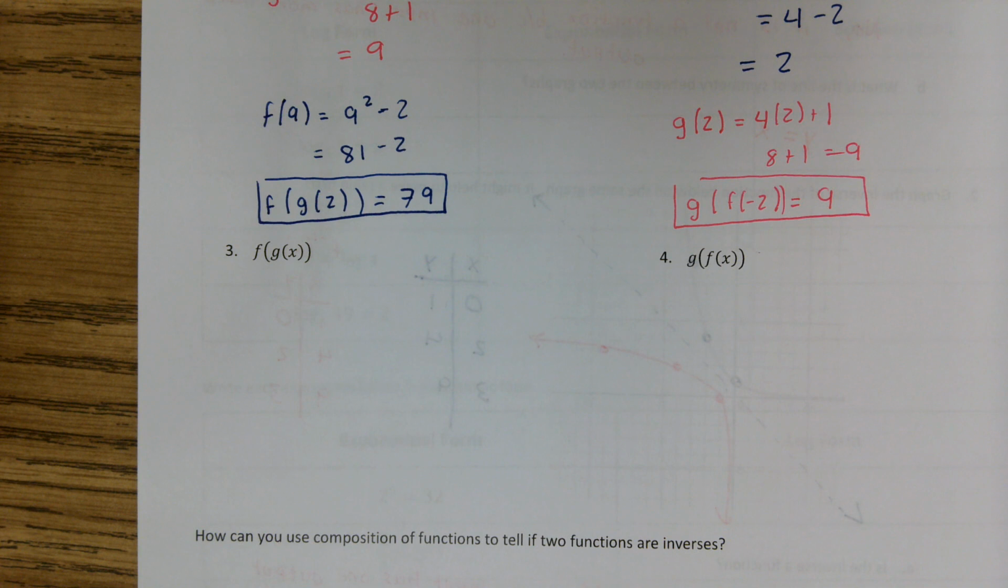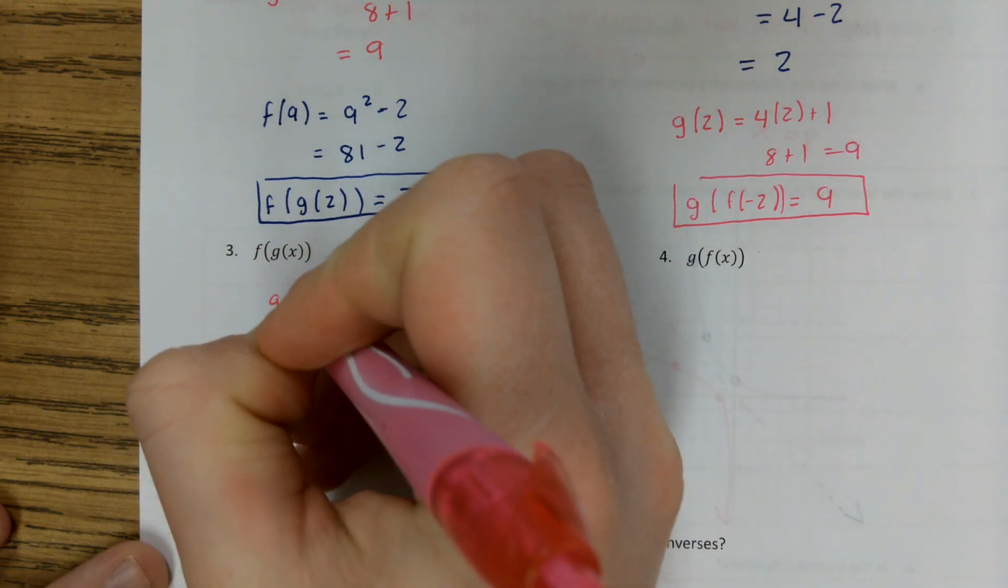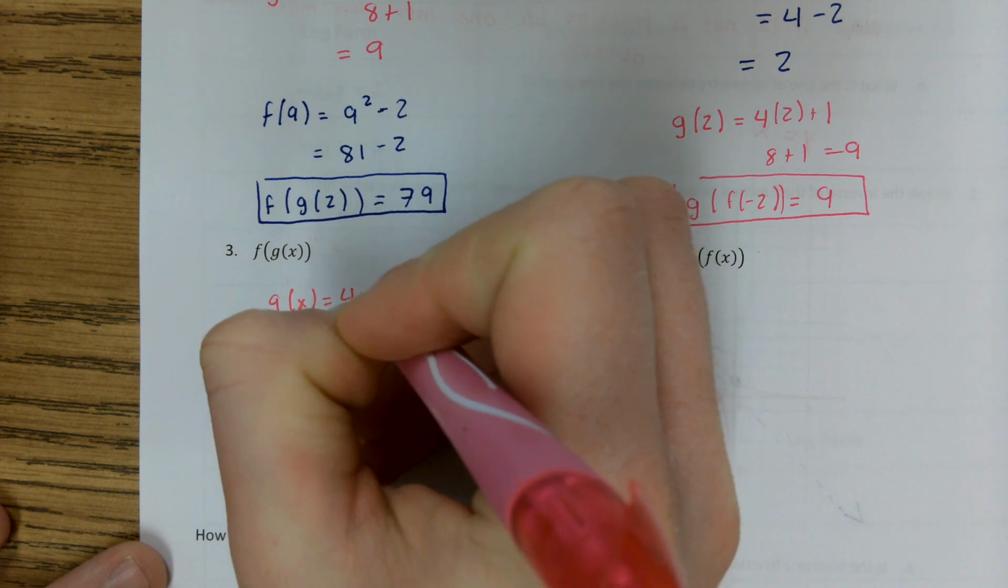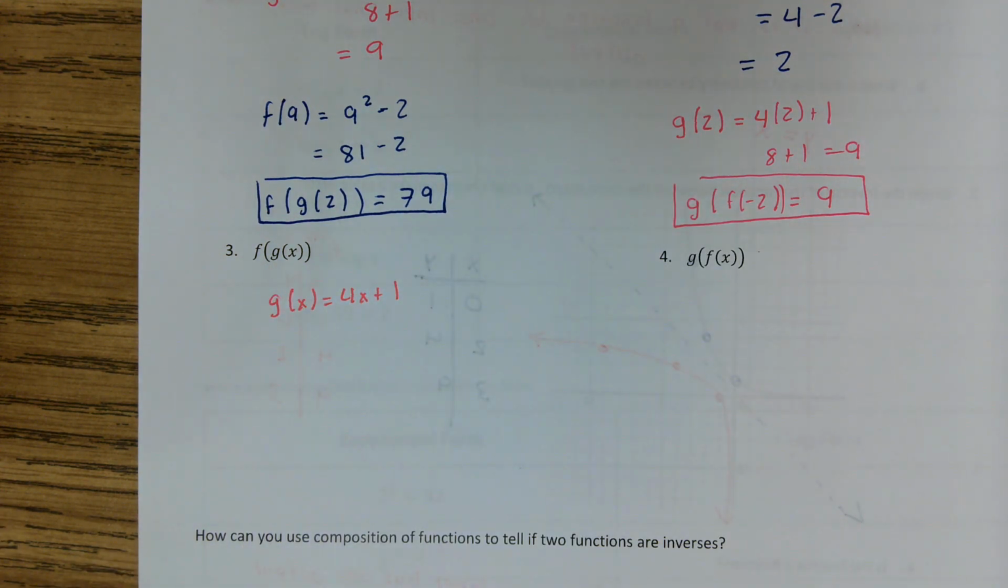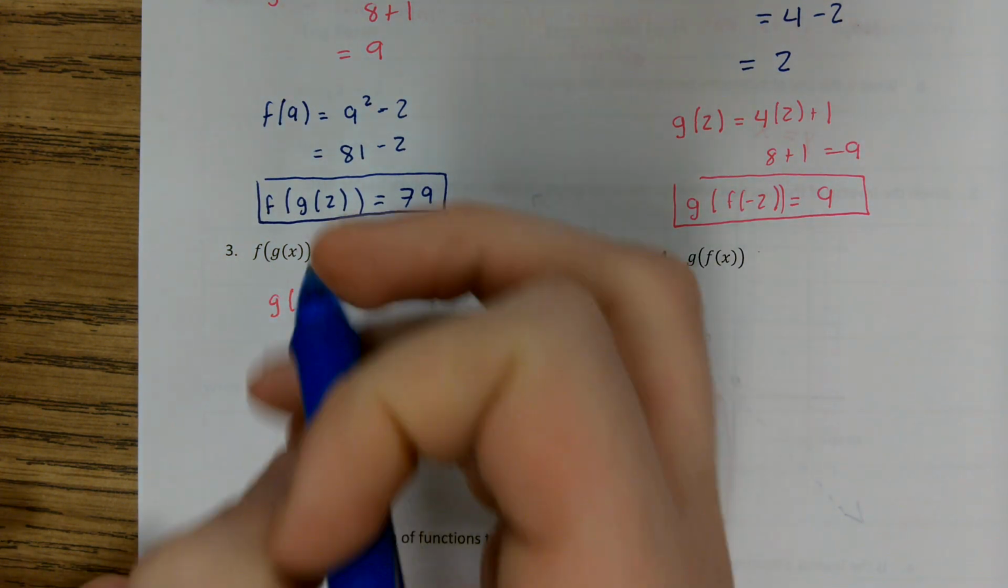So in this case, we're actually going to plug in the entire equation into another one. If you remember, we have f of x is equal to x squared minus 2, and g of x is equal to 4x plus 1. Right? So g of x is that 4x plus 1. So we're going to take that function, and we're going to sub it in to that f of x function.